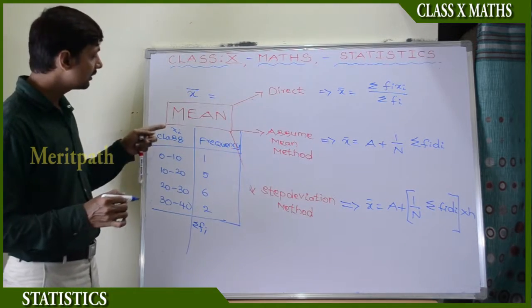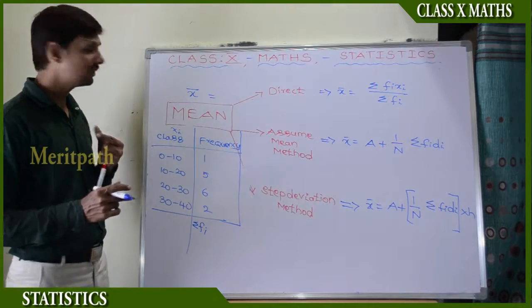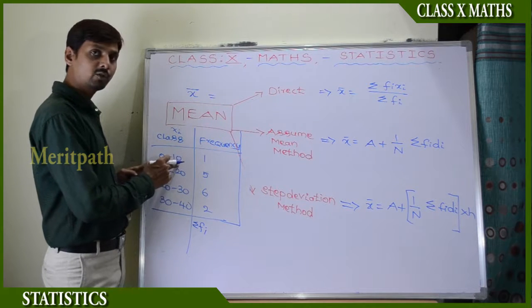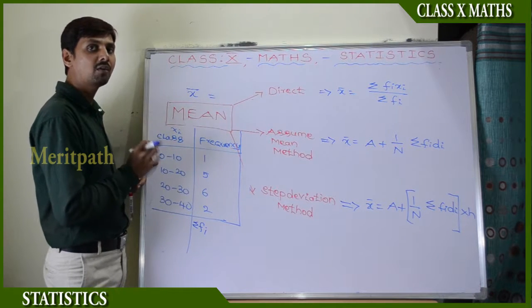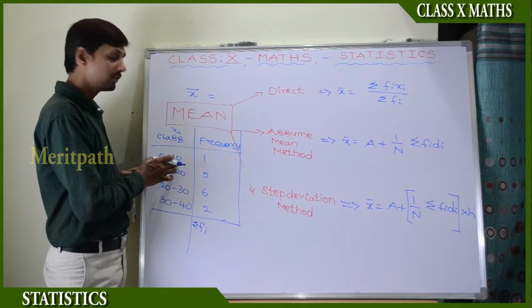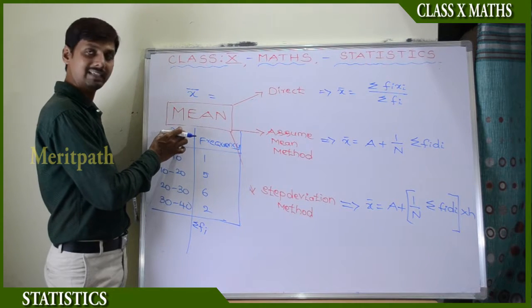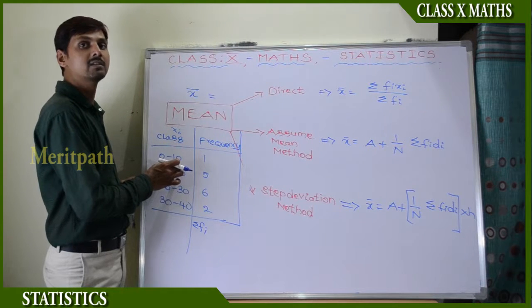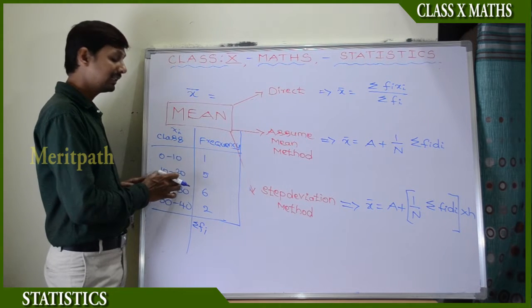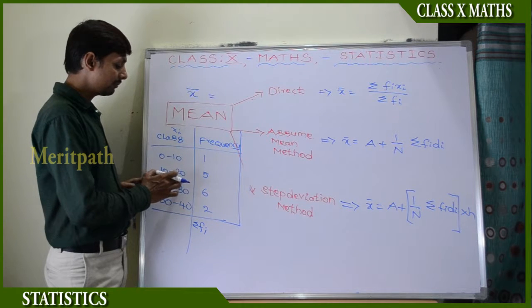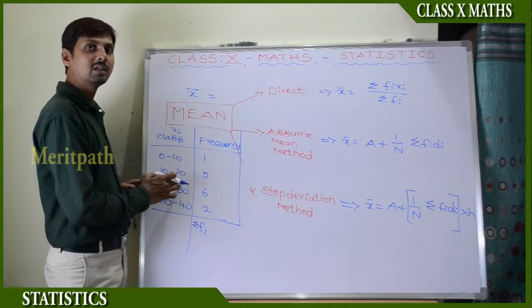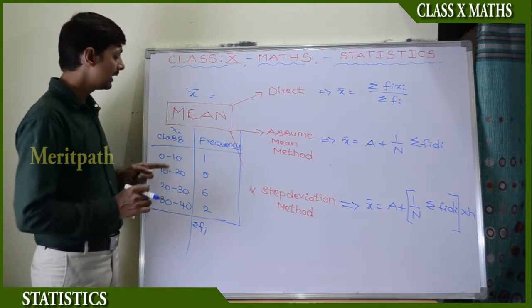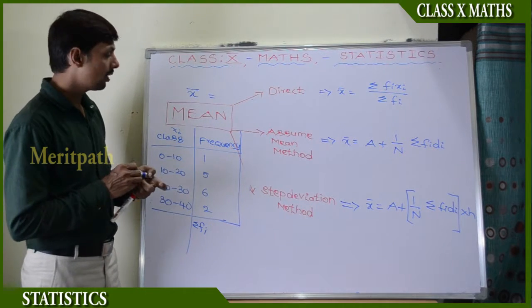We need to find the middle value of the class interval. So xi we get from the class interval 0 to 10 divided by 2. Half of it we take as xi. So 0 plus 10 divided by 2 is 5. So 5 is the xi here. The next class xi is 10 plus 20 divided by 2, that is 30 divided by 2, that is 15, and 15 is the mid value.